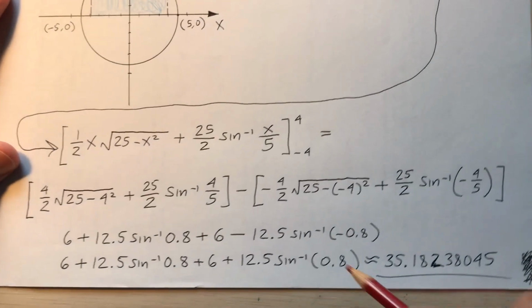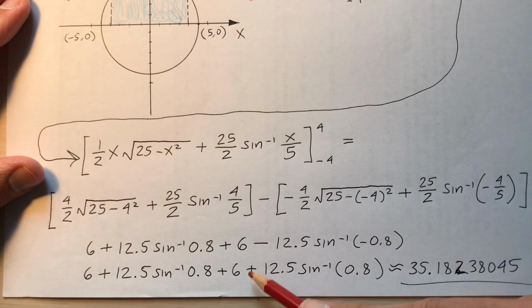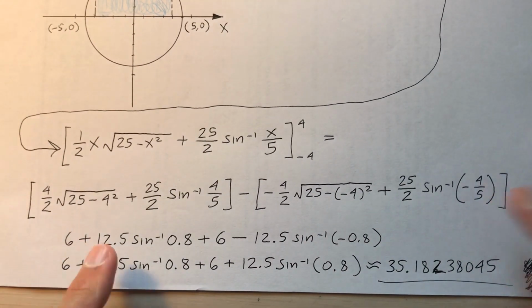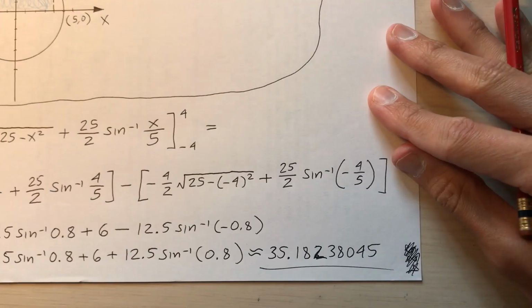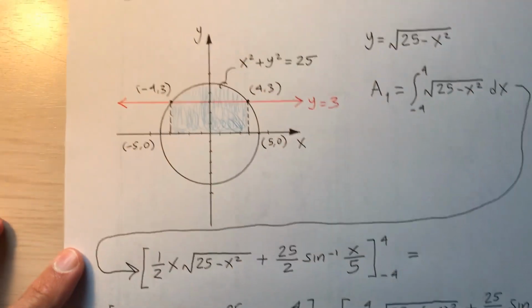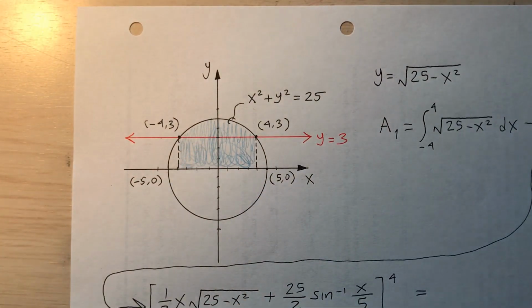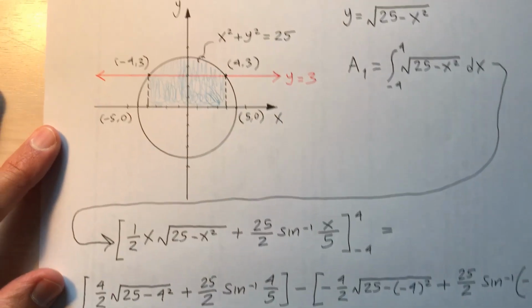Okay, so the inverse sine of -0.8 is the same thing as the negative inverse sine of positive 0.8. So what happens here is this subtraction becomes an addition. Okay, so this line, I can simplify to this line, and when I calculate that, I'm getting an area of about 35.18 square units. So what does that represent again? The blue area, approximately 35.18 square units. You could also do all this in a graphing calculator.